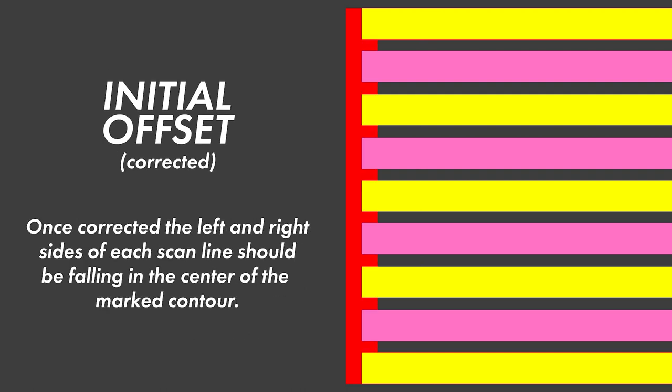Initial offset won't always be needed, but if you find that the contour and the fill are not overlapping properly, you can add a negative or positive value to shift it left or right. Once corrected, the left and the right sides of each scan line should be falling in the center of the marked contour. The ability to effectively utilize both of these settings will really bring a pop of detail you might not be used to if you've noticed lines are just a bit off at the edges. Okay, so to get started with line shift.